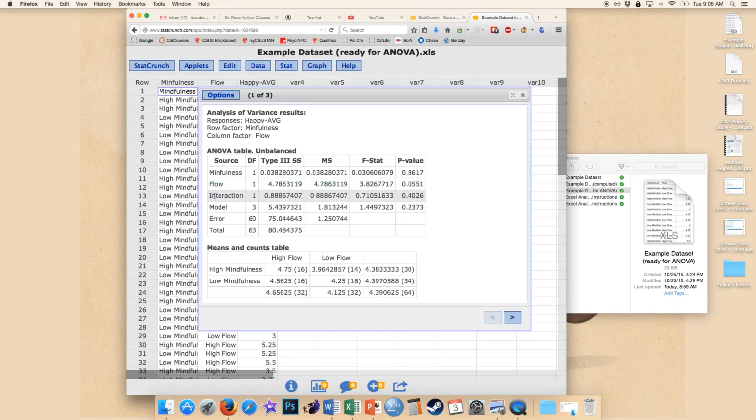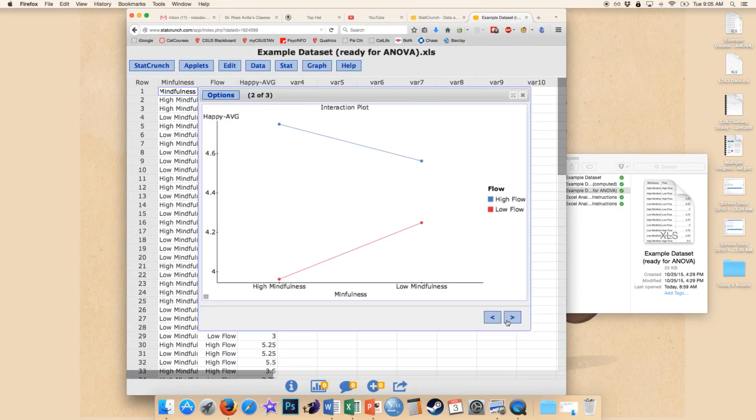And as for an interaction, there's no interaction here between flow and mindfulness on happiness because, again, this is above 0.05. So here it's 0.4. But let's say, for the sake of argument, that there was a significant interaction. The easiest way to see that would be to look at the plot right here.